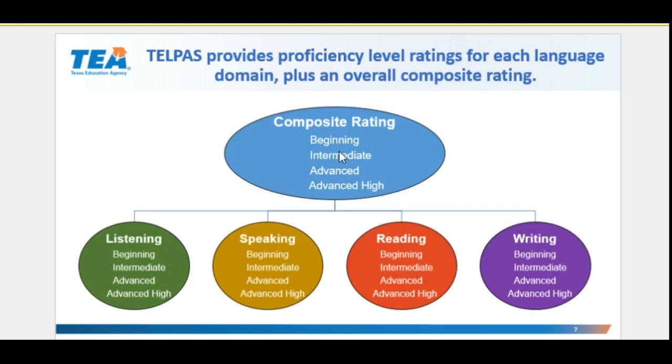Here's the composite rating: beginning, intermediate, advanced, advanced high. For listening, beginning, intermediate, advanced, advanced high. Speaking, beginning, intermediate, advanced, advanced high. Reading, beginning, intermediate, advanced, advanced high. Writing, beginning, intermediate, advanced, advanced high. The composite rating takes all language domains into account. The composite rating weights are 25% for each domain.